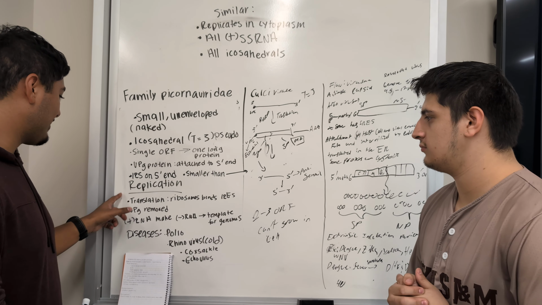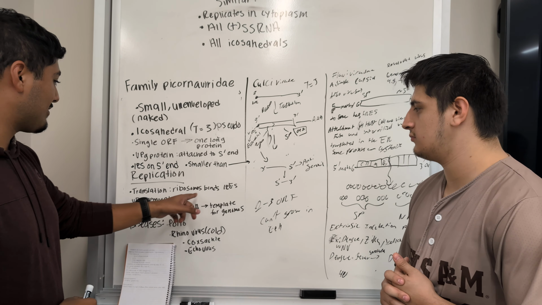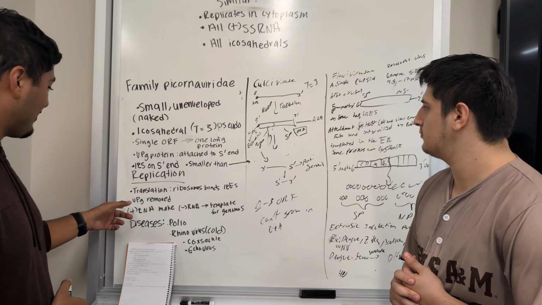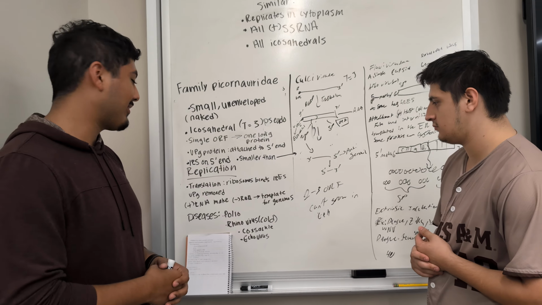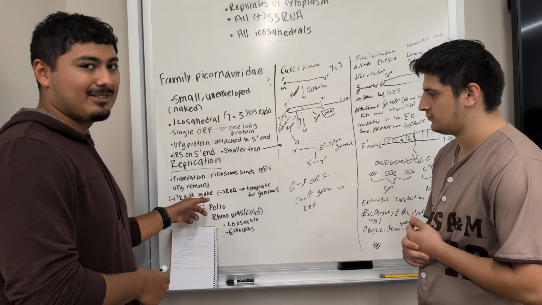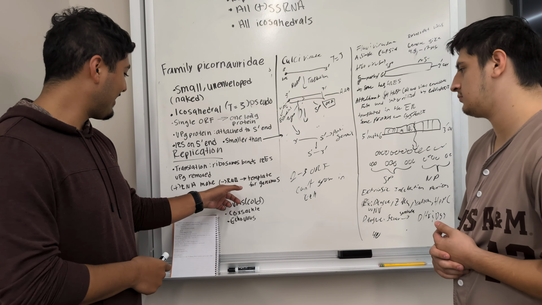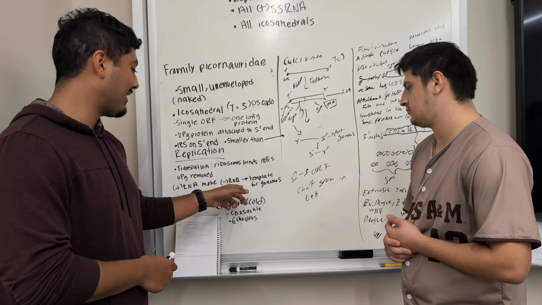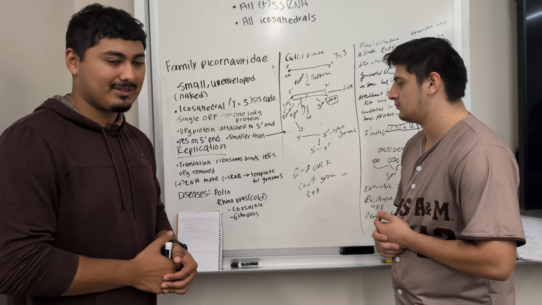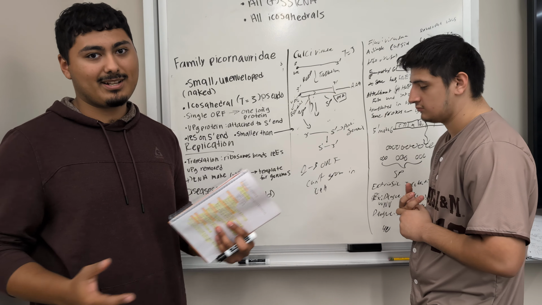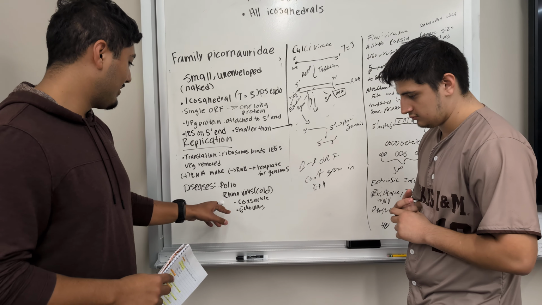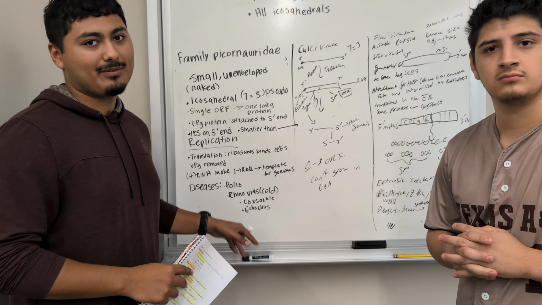It's also smaller than your calicivirus. And for the replication, it's the translation, the ribosomes bind to the IRES. Your VPg is also removed. Then basically the overall rundown of it, you got your positive RNA makes your negative RNA, and then your negative RNA is used as a template for genomes. And diseases, we have polio, your rhinovirus, which is basically a common cold, your coxsackie, and echovirus.